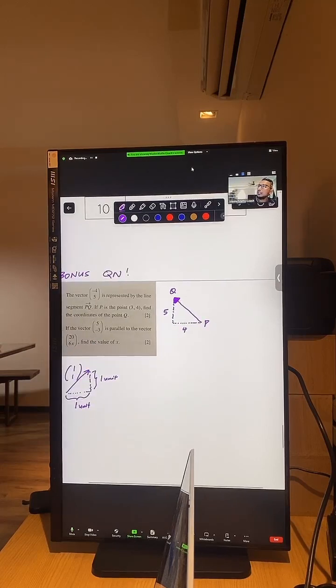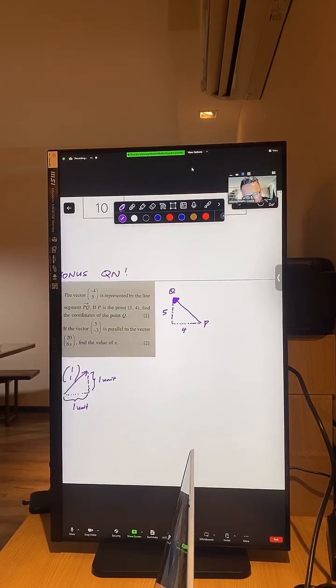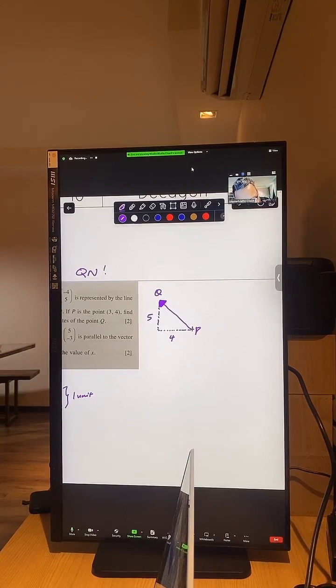Now, if P is the point 3, 4, that means at this point here it is 3, 4. That's why I say vectors are very closely related to coordinate geometry. The coordinates of P are 3, 4. The x coordinate is 3, the y coordinate is 4. They want to find the value of Q. So how do we do that? Let's figure this out.